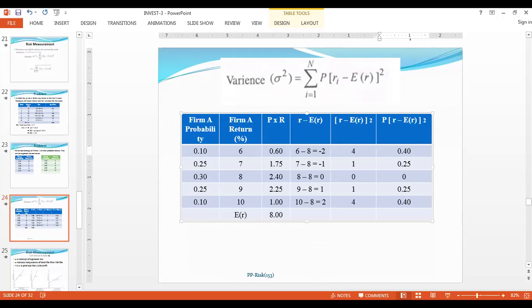Is this what you get? Yes, sir. Now take the sum of this. Why do we need to take the sum of this? Because there is a summation here. Can you see this summation in the formula? Yes, sir. So you take the sum of this.